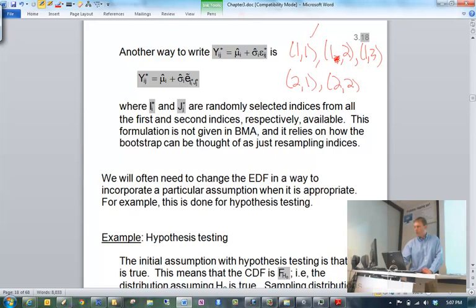So, for example, this 1, 1 is representing population 1, observation 1. The 1, 2 is representing population 1, observation 2. All we're essentially doing is this. Our y stars are equal to mu hat plus sigma hat times an e tilde, where I randomly select the indices from those 5. That's another way to think about what we're doing. Any questions about that?